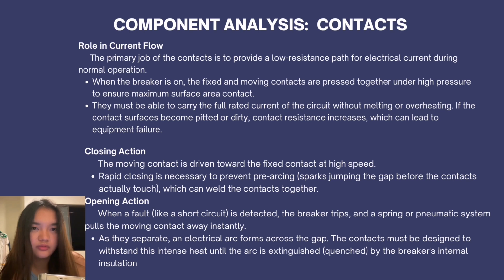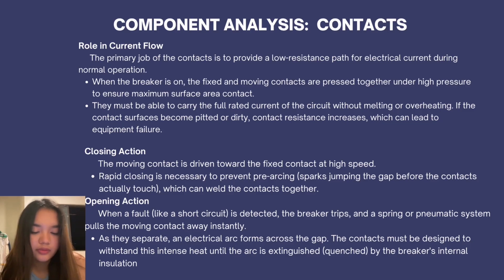The mechanical movement of these contacts is designed to be extremely fast to protect the electrical system. Closing action, or making the circuit. The moving contact is driven toward the fixed contact at high speed. Rapid closing is necessary to prevent pre-arcing, or sparks jumping the gap before the contacts actually touch, which can weld the contacts together.